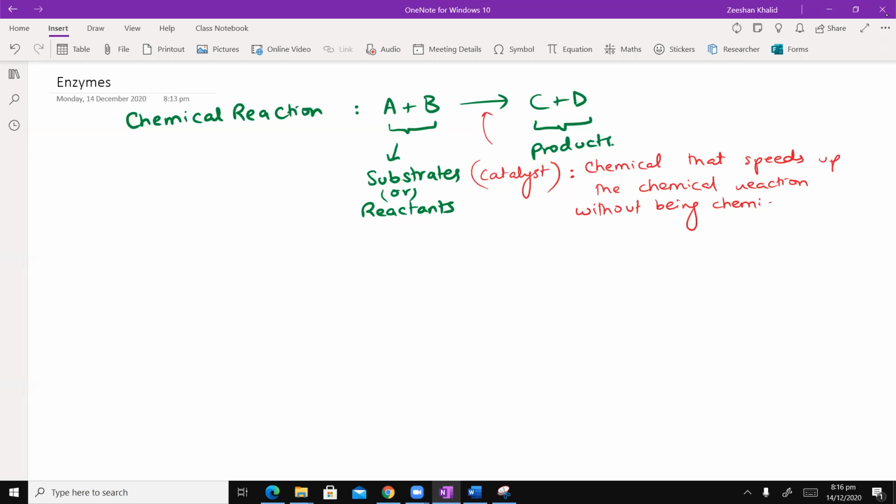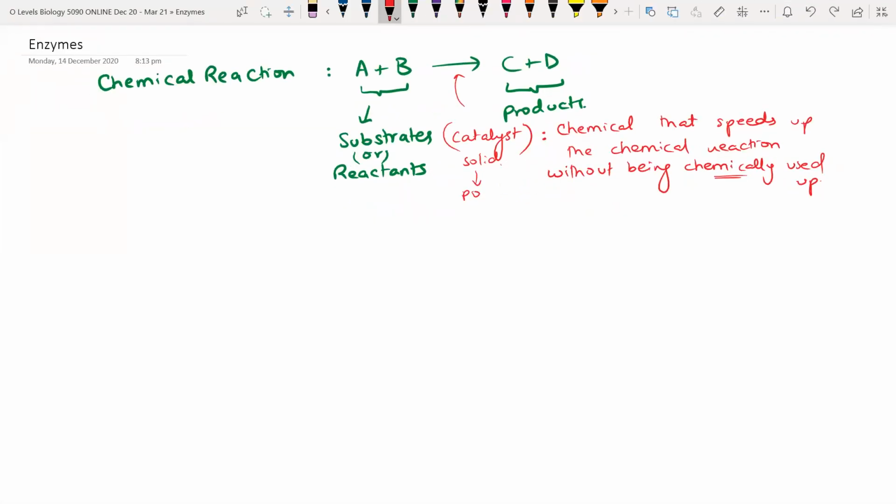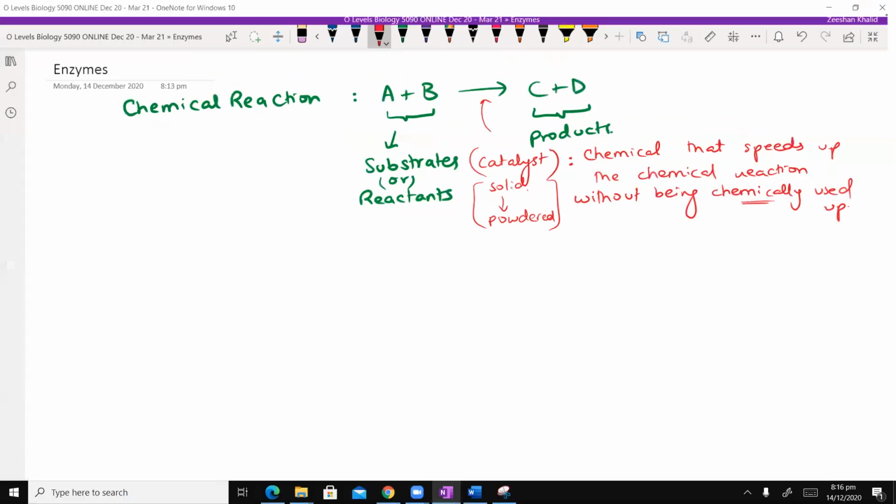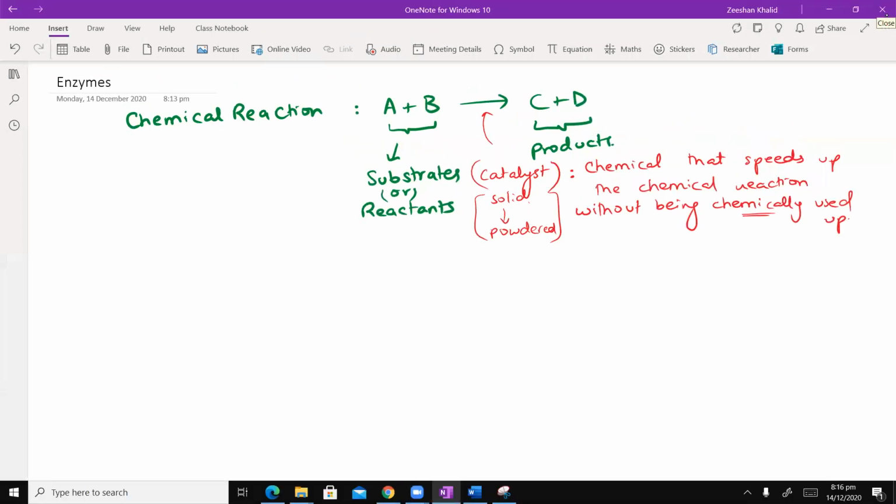Now I've used this phrase, without being chemically used up. क्या मतलब? Well, what that means is maybe a catalyst is solid at the beginning of a reaction, and maybe it can become powdered form at the end. This is a change in the physical form, but it stays the way it was chemically, though it has changed physically. Okay, so again, the condition is it won't change chemically.